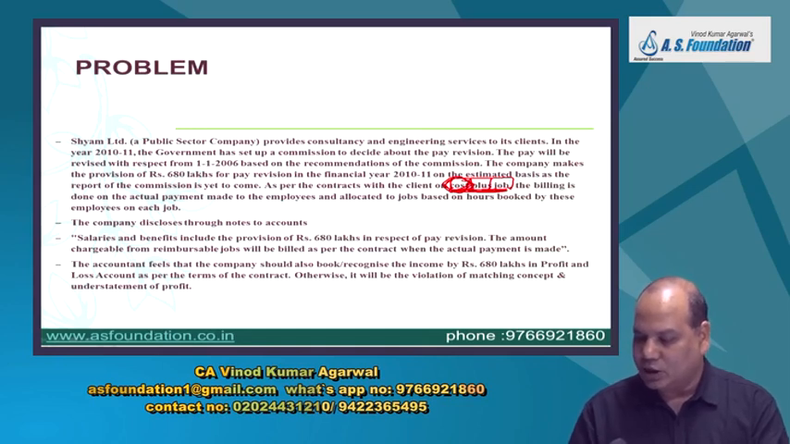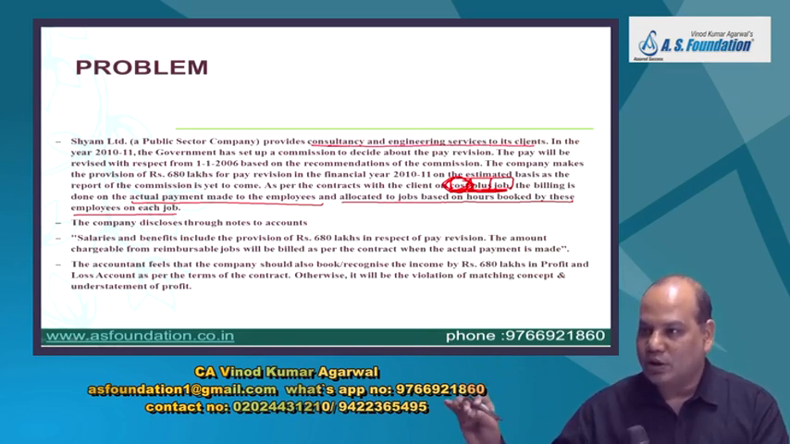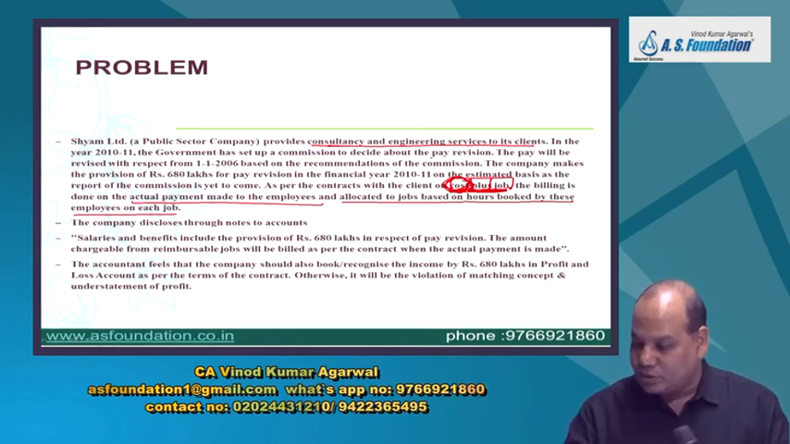The billing is done on actual payment made to employees and allocated to jobs based on hours booked by these employees on each job. So you are a consultancy service and engineering service company. You are providing service to your client. Client pays you on the basis of cost plus job, means cost plus profit margin. What happened? Government has appointed a pay revision committee or commission, and they said that you will have to pay more to your workers. Company will have to now pay 680 lakh rupees more to its employees.